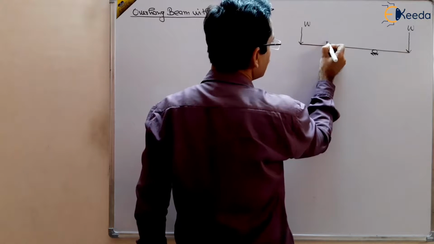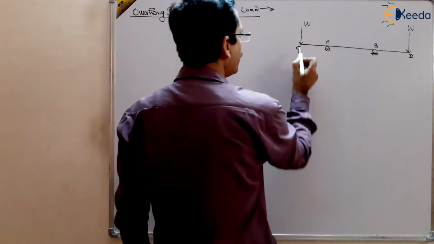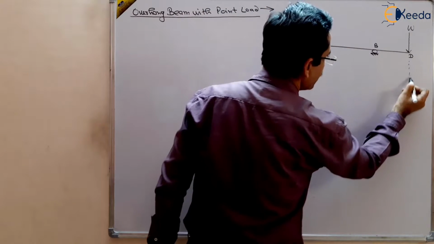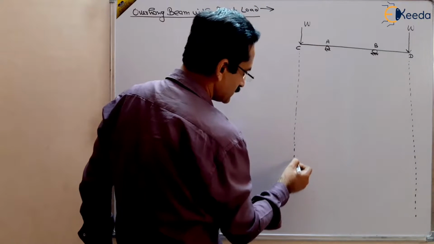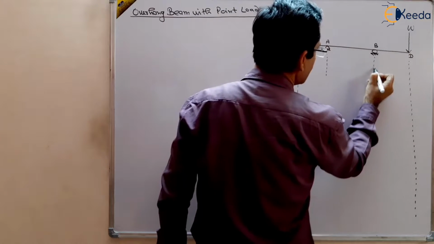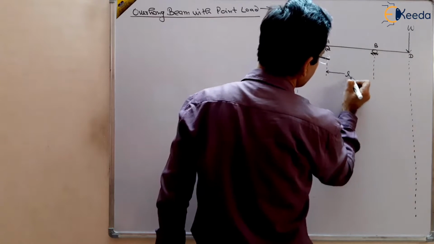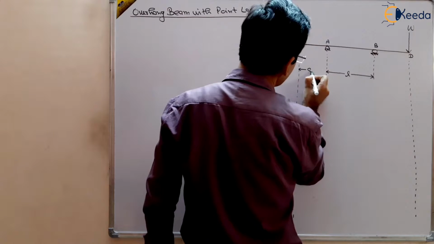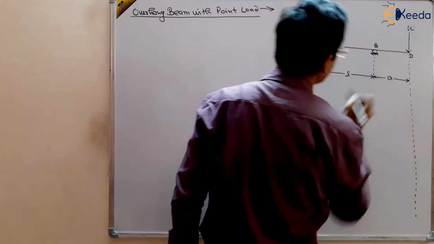This is point A, this is B, this is C, and here D. And we want to draw the shear force and bending moment diagram for this case, right? And we are given with lengths. The length of this part where there are two supports is L, and the length of overhang is given A. Length of overhang is A. This is the case, right?